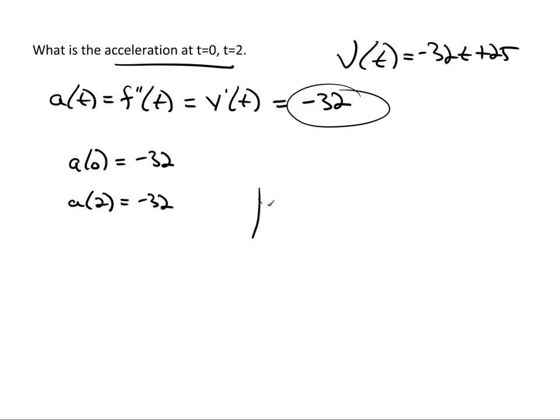And really all that negative 32 is telling us, if this is the ground here and this is 25 feet high, and I launch this thing straight up and it did this sort of thing, is that the acceleration is in this direction, because gravity is pulling it in that direction. So even though I launched at 25 feet per second, it's slowing, which means accelerating in this direction.